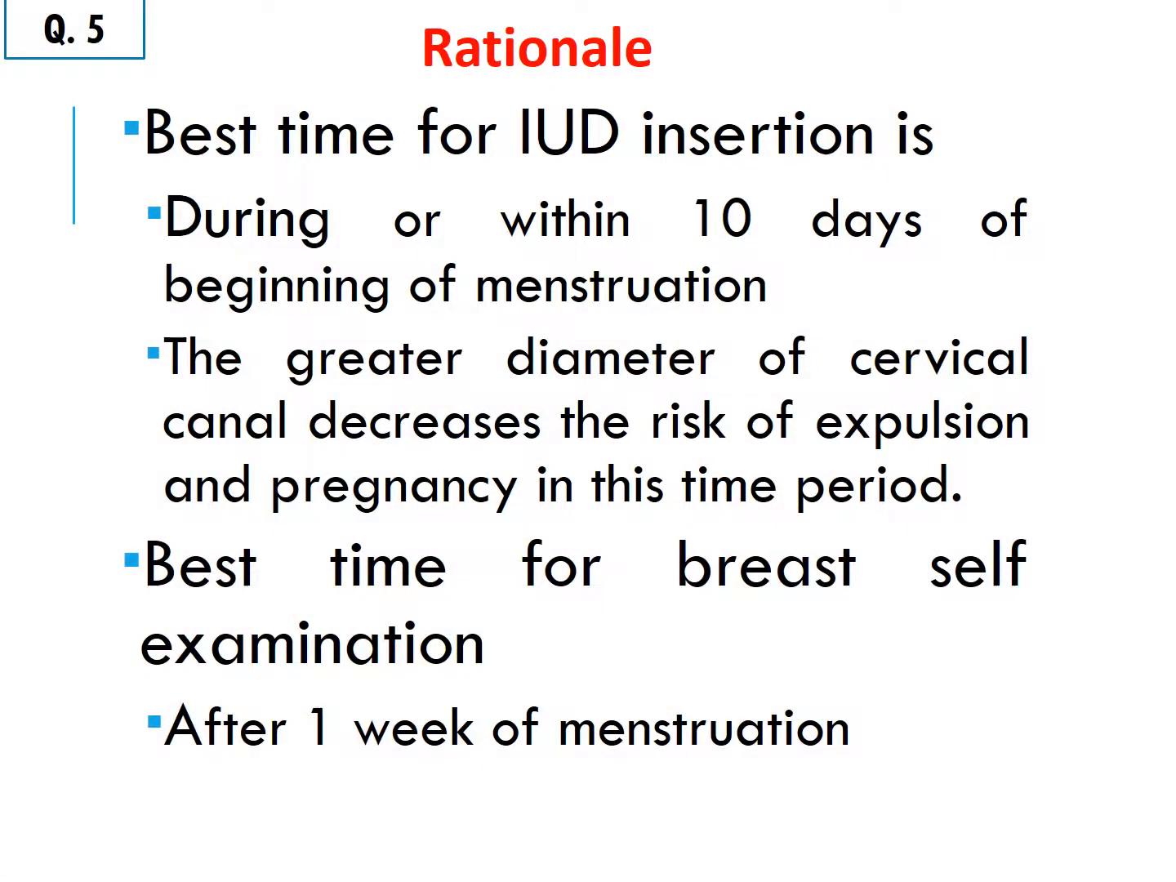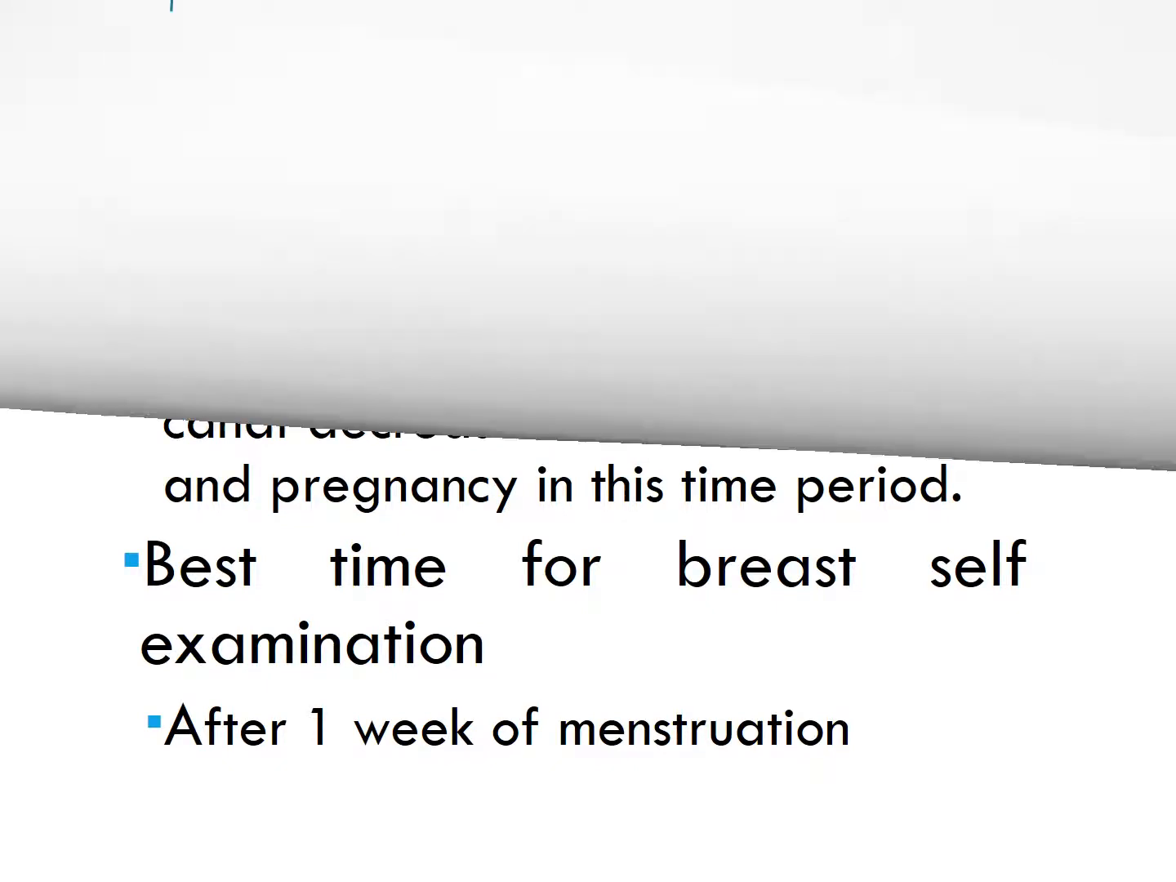The rationale: the best time for IUD insertion is during or within 10 days of beginning of menstruation. What happens in this period? The greater diameter of cervical canal decreases the risk of expulsion and pregnancy in this time period. Another important question related to this is the best time for breast self examination is after 1 week of menstruation.